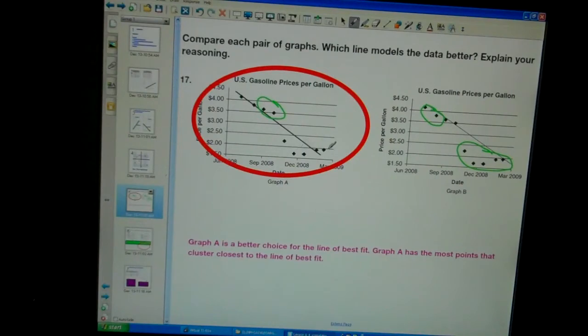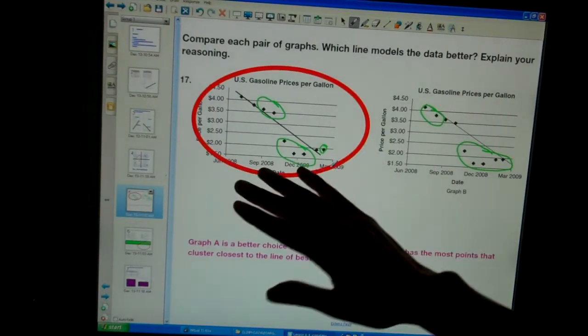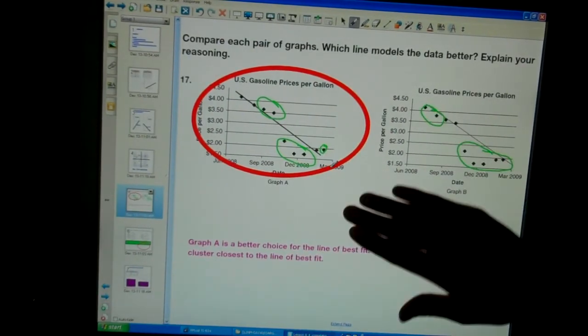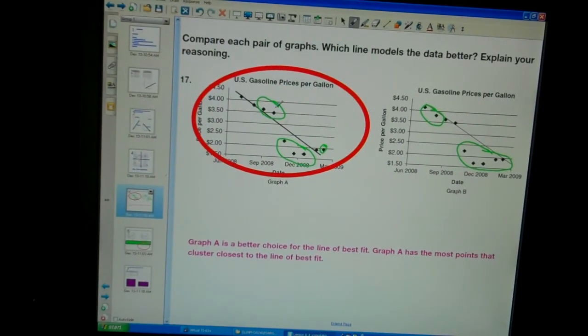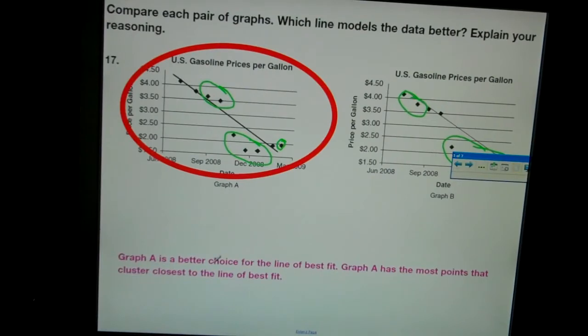I've got about 2 or 3, oh, there's the other guy that's up there. And then I have 3 that's down here. So my data is more evenly split. And look at this, how most of my data is on the bottom half. So a good answer for this would be graph A is a better choice for the line of best fit. Graph A has the most points clustered closest to the line of best fit.